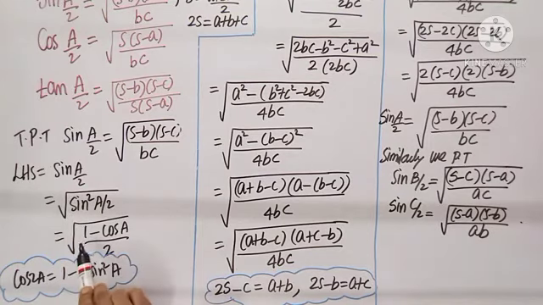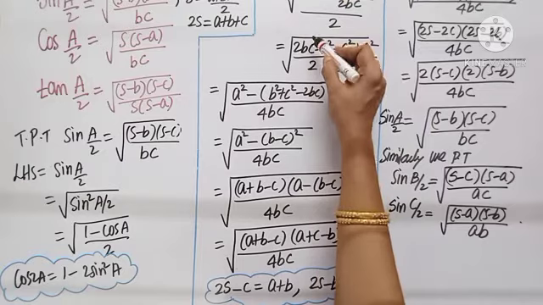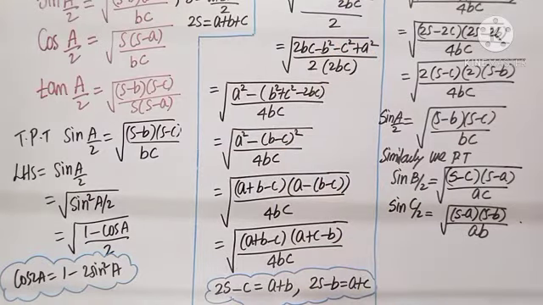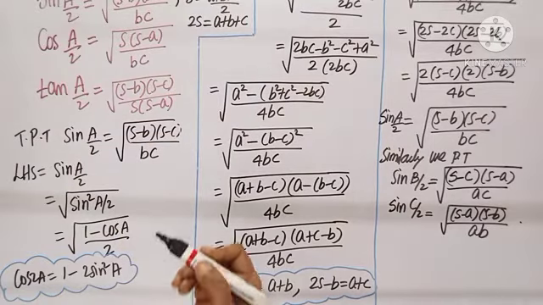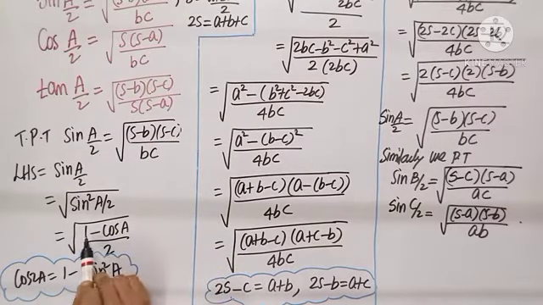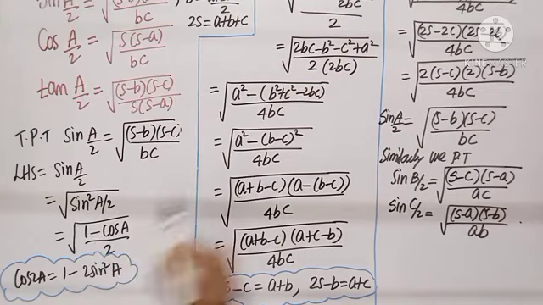Sine square formula: 1 minus cos. Cos square formula: 1 plus cos. So I put plus everywhere. And as we simplify, we arrive at this answer. So the only step here, instead of minus, I put plus.